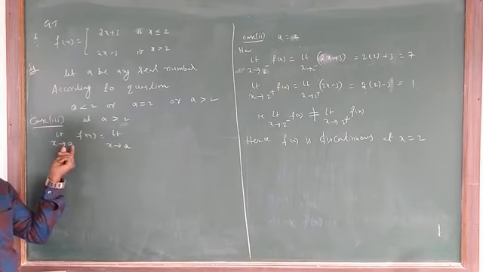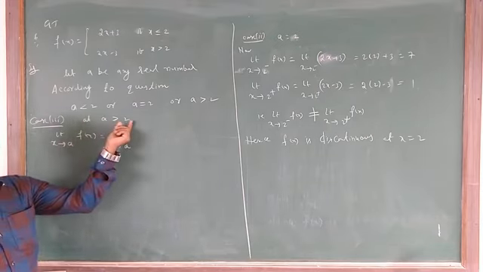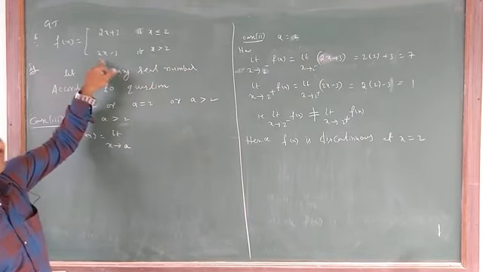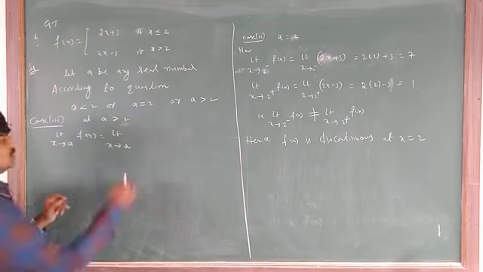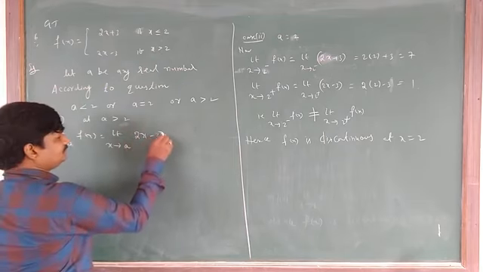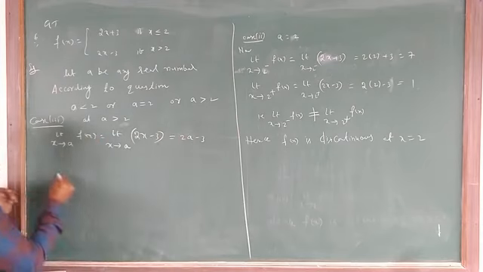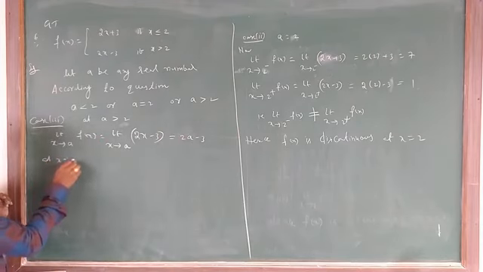At a we are finding. A means all real numbers more than 2. What is the function here? What is the function? 2x minus 3. So 2x minus 3. Now find here. What do you get here? 2a minus 3. Right? And at x is equal to a.